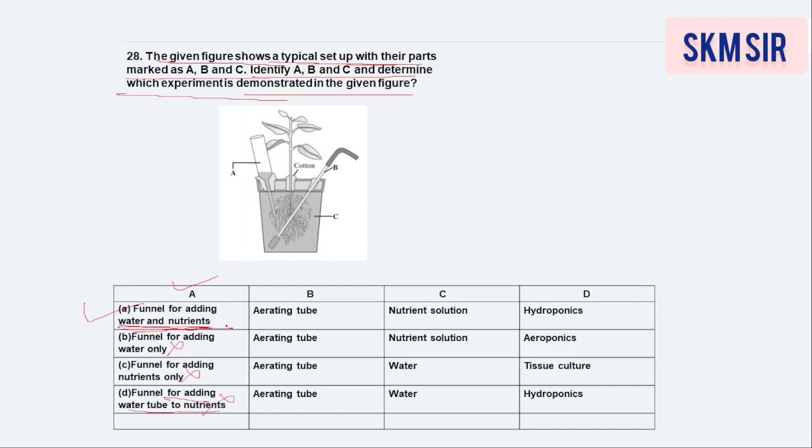The rest of the options are also very easy, that is option B. If you see the B figure, it is actually the aerating tube, and the C one is the nutrient solution. So B is aerating and C is nutrient solution, and D is marked as hydroponics. We are actually performing the technique in which a plant is grown without soil, in water. So it is actually hydroponics. So it will be option number A, which is correct.